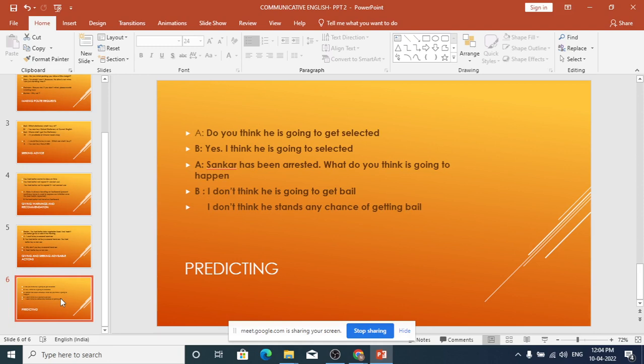So instead of saying "he will not get bail", which is what you normally say, you can say "I don't think he stands any chance of getting bail", or "I don't think he's going to get bail". So you are starting with "I don't think", or "Do you think?", "I think". So using the word think. In Tamil also we use this. Like that you say.